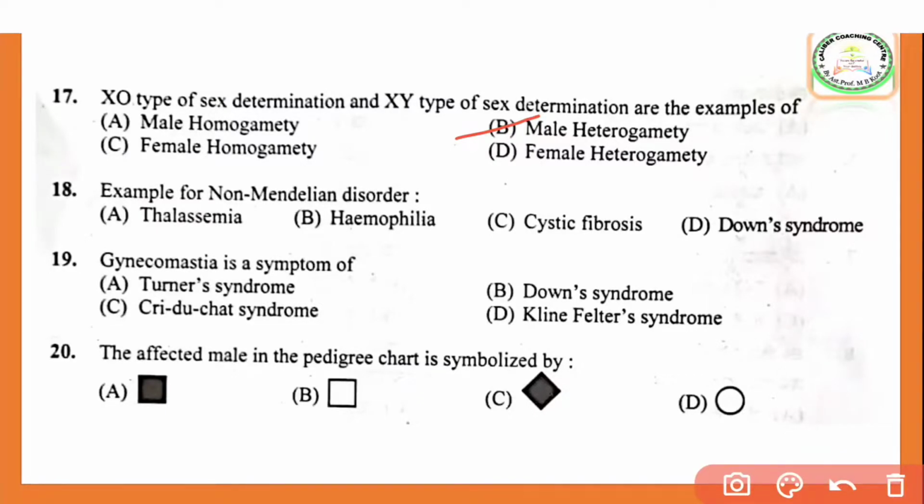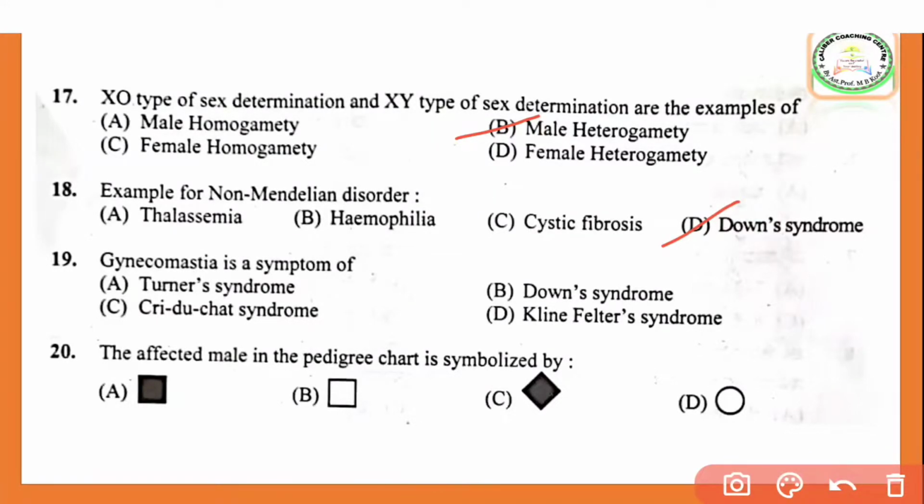Question number 18. Example for non-Mendelian disorder: thalassemia, hemophilia, cystic fibrosis, Down syndrome. And the answer for this question is option D, Down's syndrome.